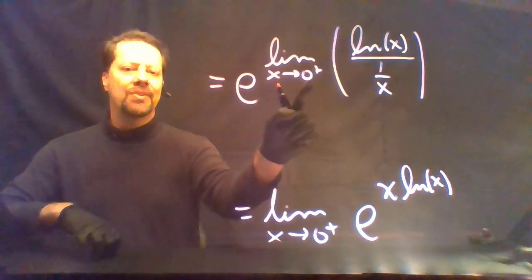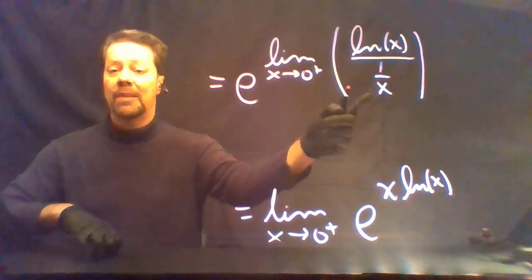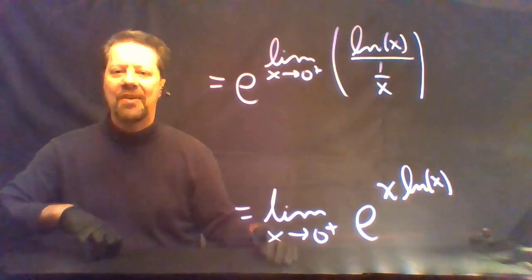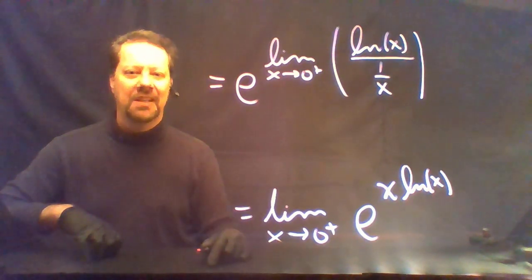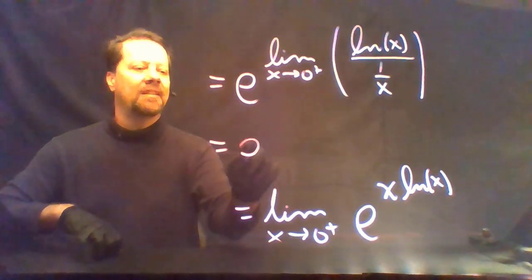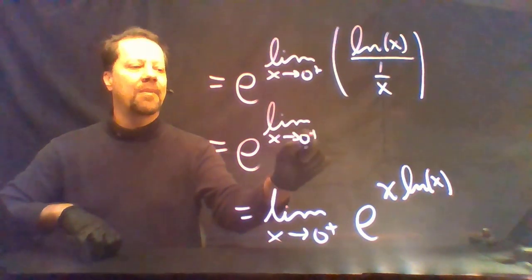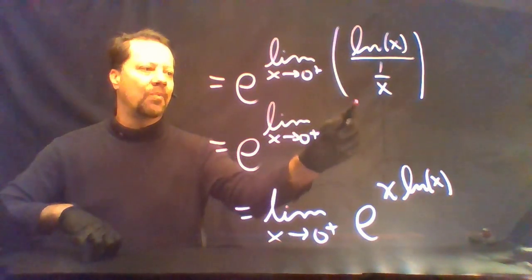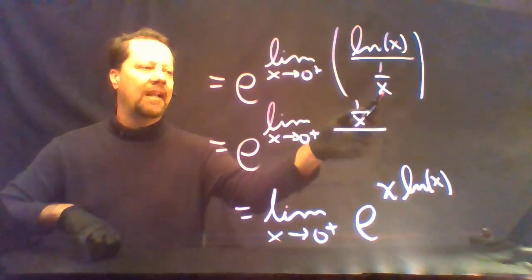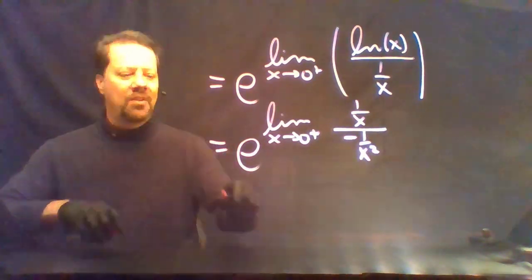Now as x goes to 0 from the right, the top goes to minus infinity, the bottom goes to plus infinity. We're now in an infinity over infinity case. It's a L'Hopital's rule case. So this will be e to the limit as x goes to 0 from the right. The derivative of ln of x is 1 over x. And the derivative of 1 over x is negative 1 over x squared.